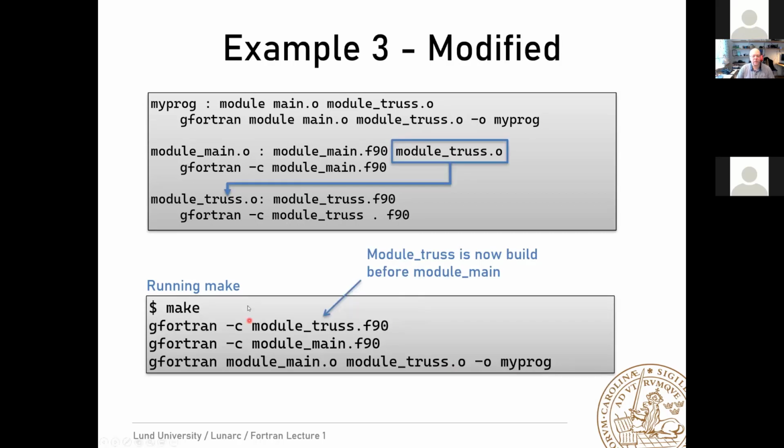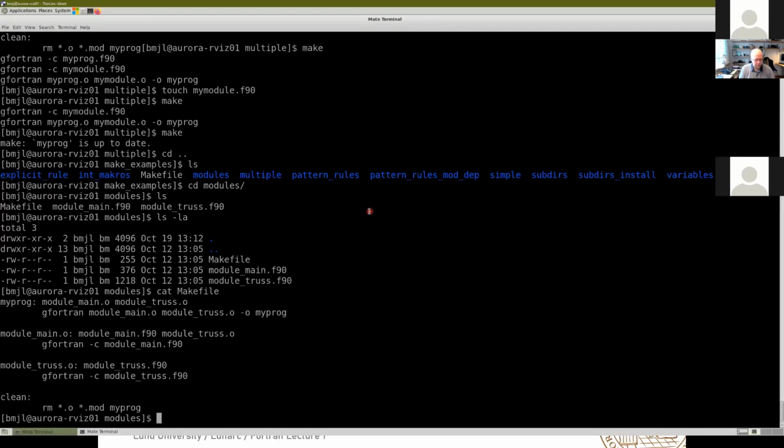We can add a dependency here. So we can say that the module truss.o has a dependency on module truss f90. No, sorry, module main here. The module main, which uses the truss, we add the object file here to the dependency list. That will make sure that module main will not be built before module truss, because this has a dependency on the object file of module truss.o. So let's see, we have it here.